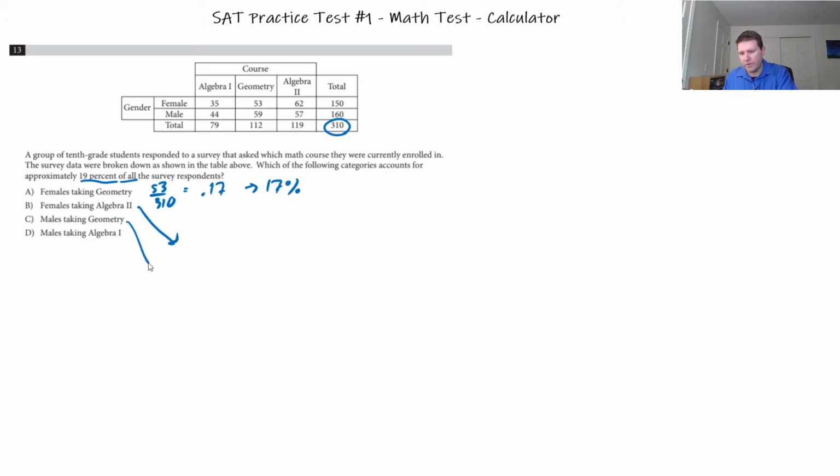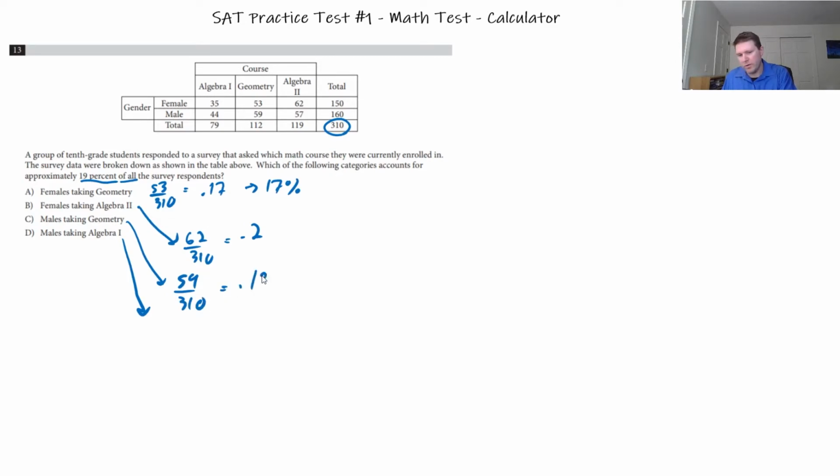Now I might run out of room here, so I'm going to make a little space. And then for females taking algebra 2, so we've got females, algebra 2. This time it's 62 out of 310, so 62 out of 310 is 0.2. And then just to save some time, I actually have these decimals written out already. So for males taking geometry, 59 out of 310.